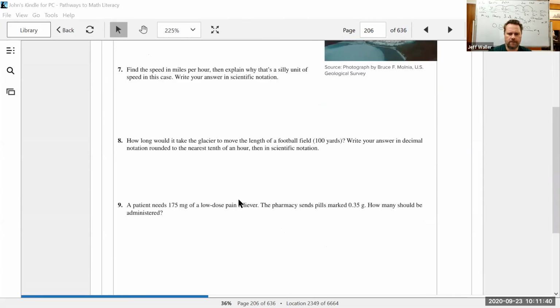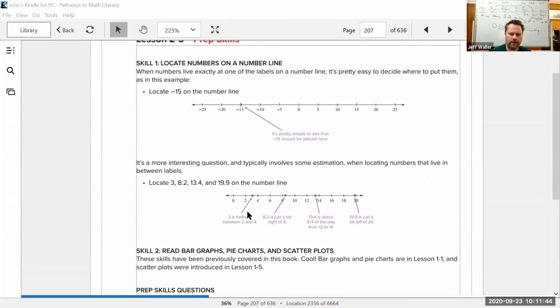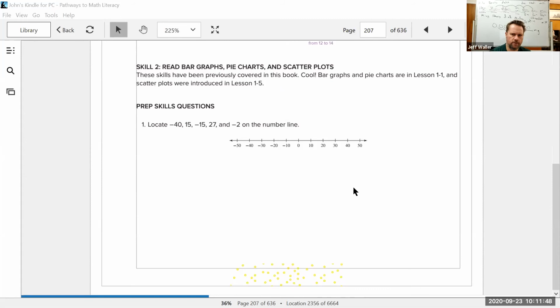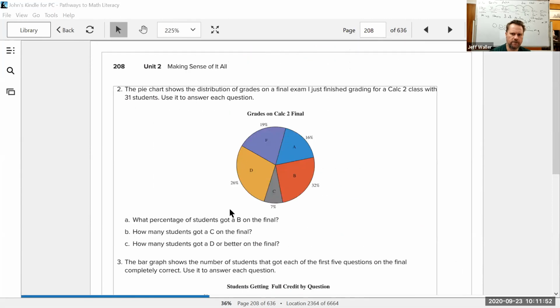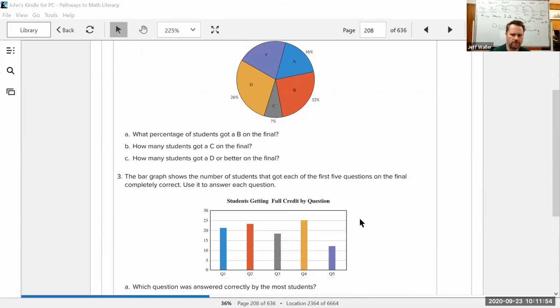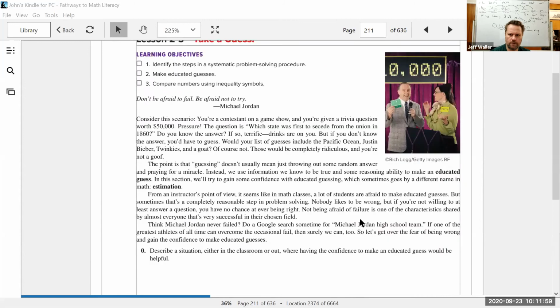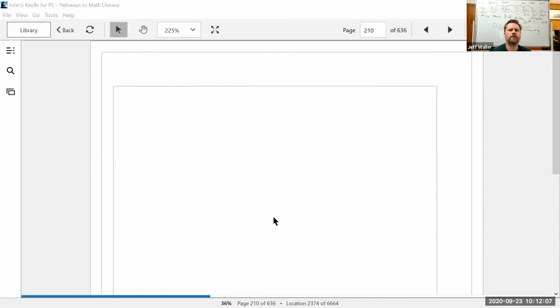And then I don't want to look ahead too much here, but if you look at the prep skills, we're going back to plotting points and doing some visualizations. Remember good old pie charts and stuff? Because what we're about to get into is estimation and stuff. So don't worry.